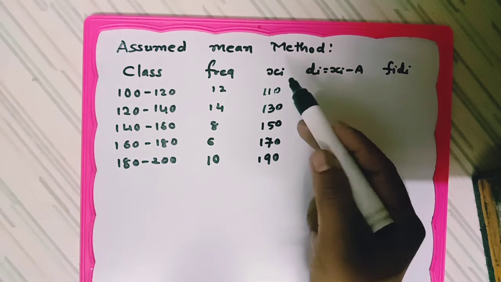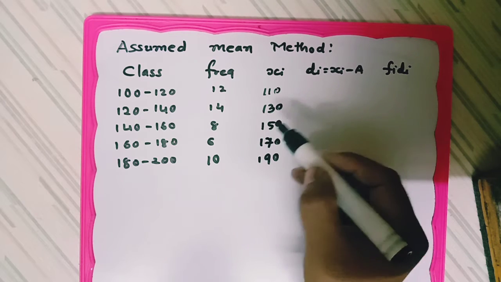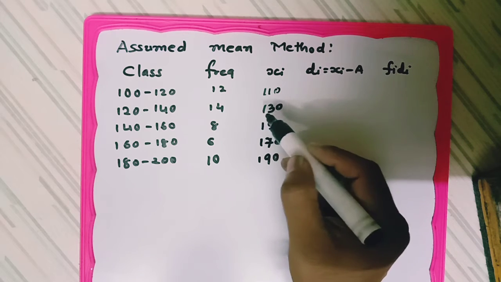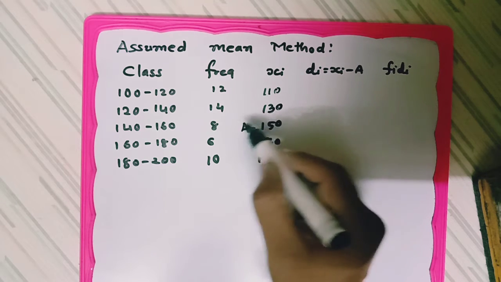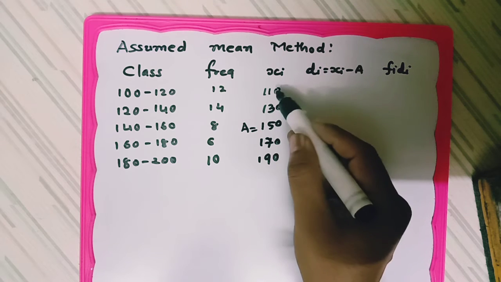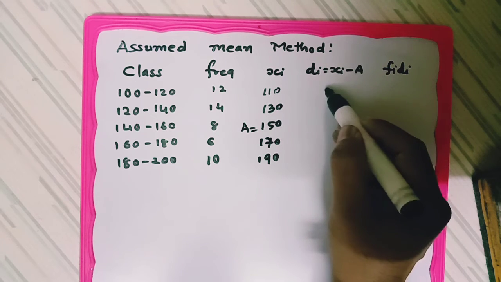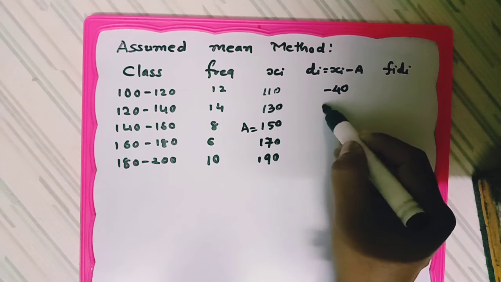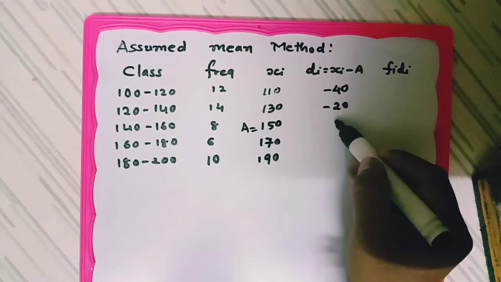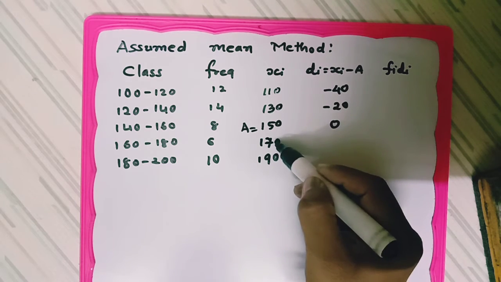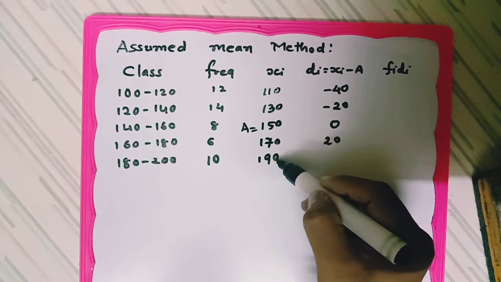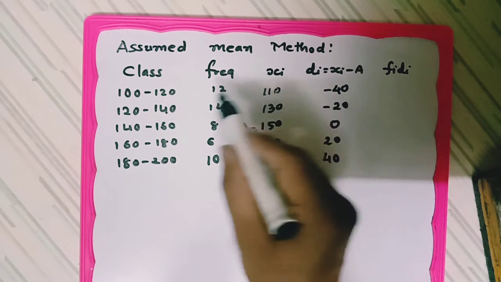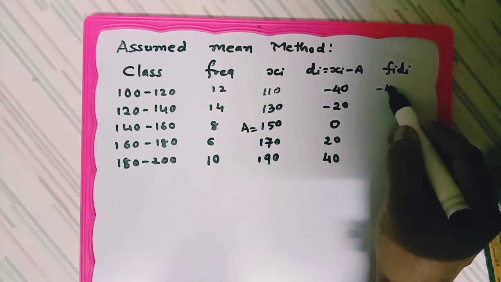Now as per the method, we will select the assumed mean from the given information. So xi are given, from that we select A as 150. Then here 110 minus 150, that is minus 40. 130 minus 150, that is minus 20. 150 minus 150 is 0. 170 minus 150 is 20. 190 minus 150 is 40. And so fi into di we take, then 12 4s are 48, so 480.